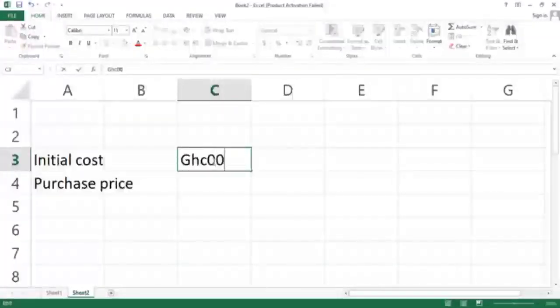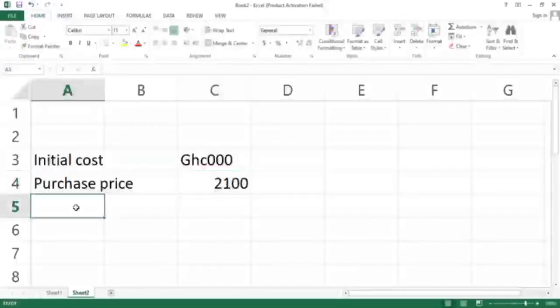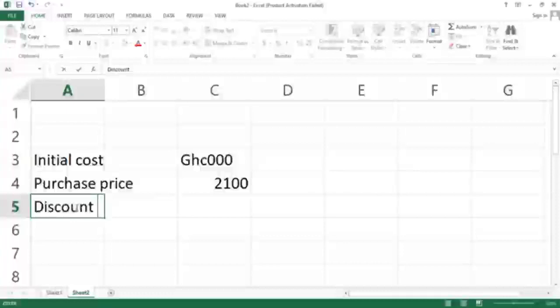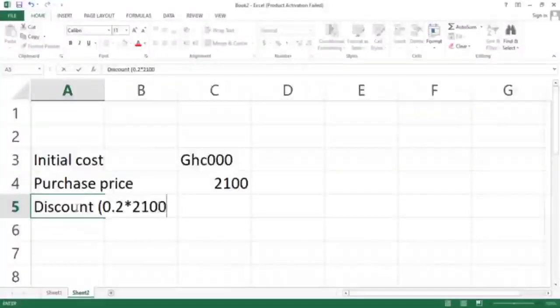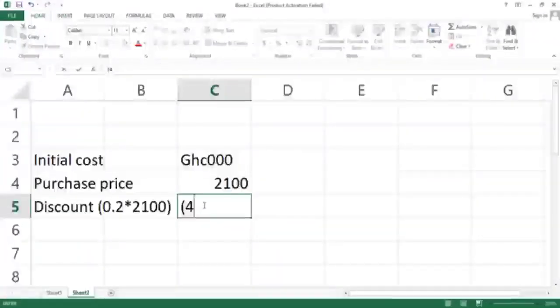Can I keep 3 zeros at the top? Okay, 2,100. So what will happen? We deduct the trade discount. The trade discount is 20% of the purchase price. So that will give you 0.2 times 2,100. What will that be? 420. So it will be 420. Okay, we are subtracting, isn't it? Yes, please. Okay, what is the next cost?